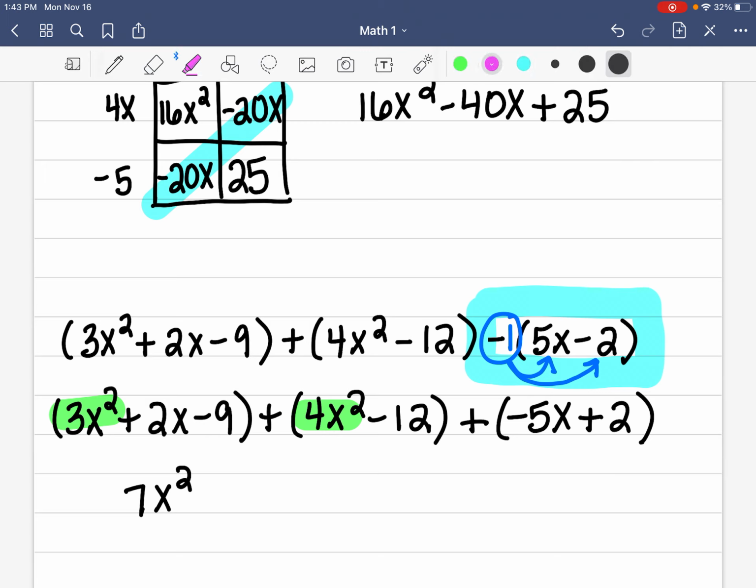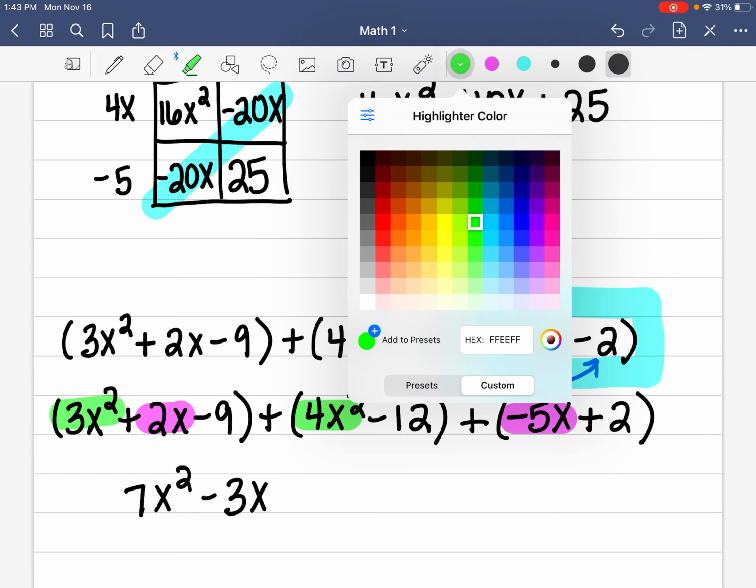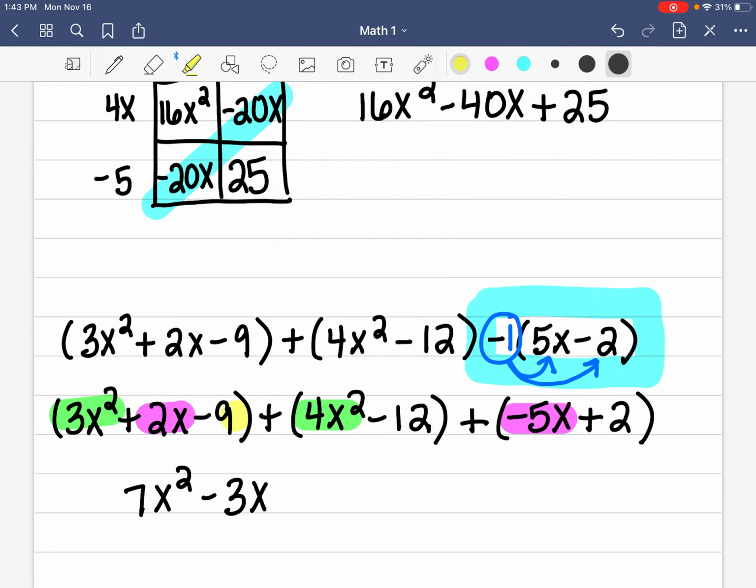All right, then we have 2x and negative 5x. So 2x minus 5x is going to be minus 3x. And then finally, we're going to do negative 9, negative 12, and 2. So that's going to give me negative 19.